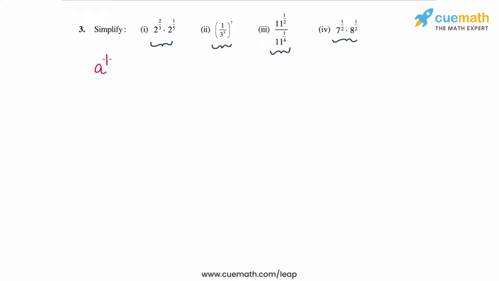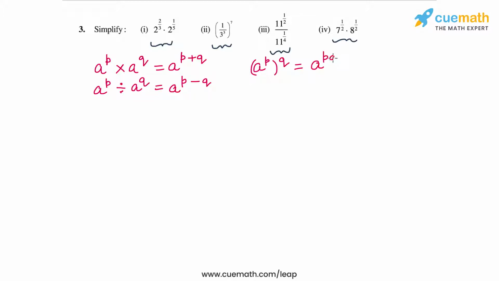So a to the power p into a to the power q is a to the power p plus q. So the powers add when you multiply two exponential terms with the same base. And when you divide two exponential terms with the same base, so a to the power p divided by a to the power q, this will be a to the power p minus q. And when you raise an exponential term to another power, so a to the power p raised to the power q, in this case the exponents will multiply, so we'll get a to the power p times q.